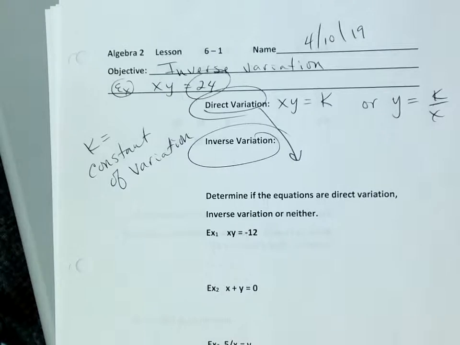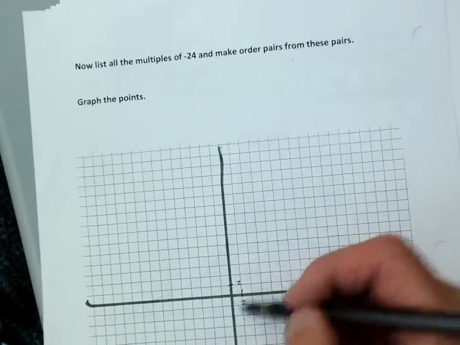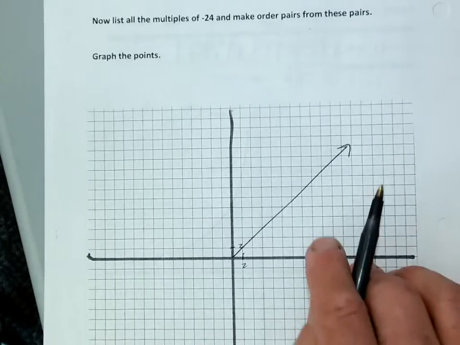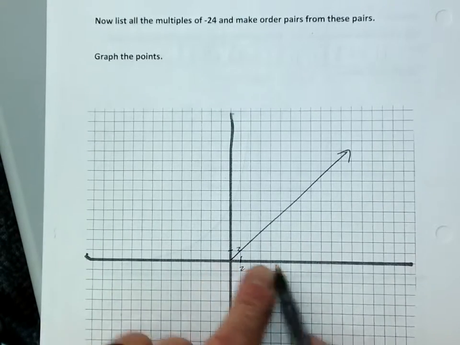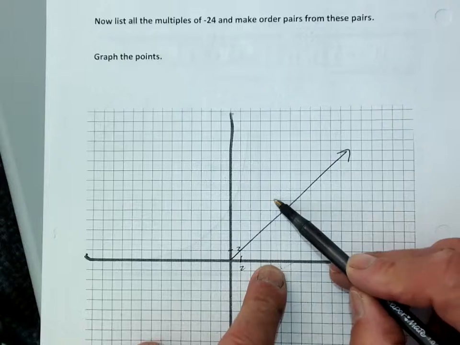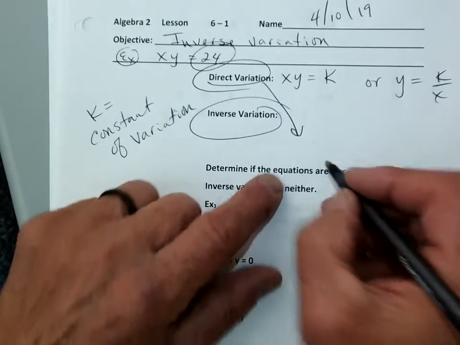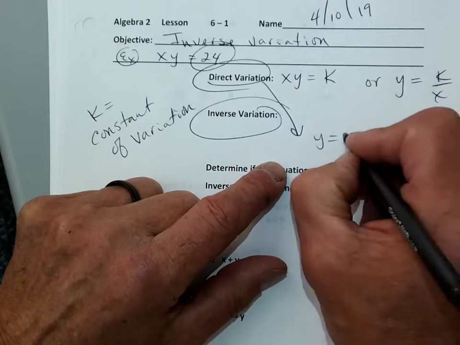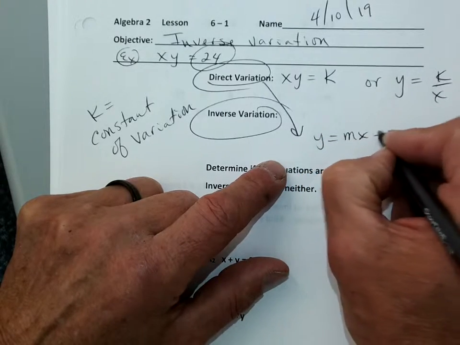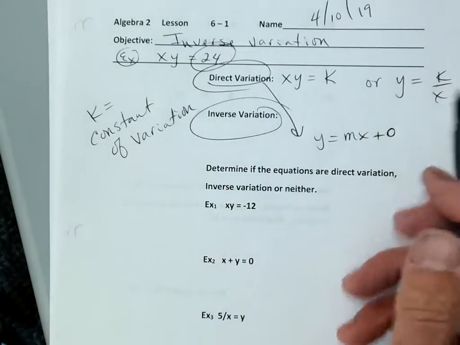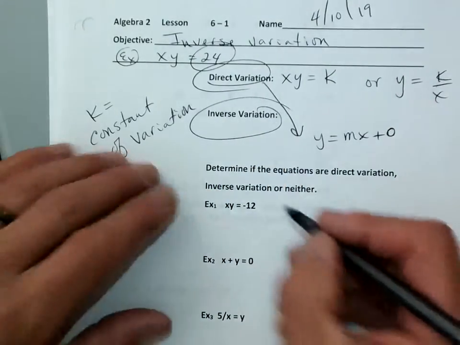Easy example of that graphically is this. This is an example of direct variation. As x gets bigger, so does y. It's directly proportional. So it's in the form of y equals mx plus 0. Make sure you put plus 0. So to be a direct variation, it has to be a straight line. It's got to be straight.